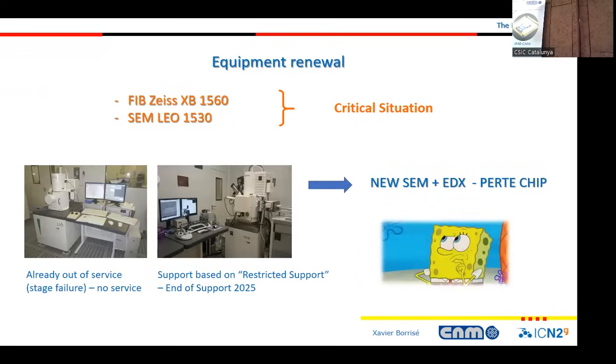Okay. Then for this new one, the idea is we want a system for characterization in the clean room, so it has to be CMOS and non-CMOS. And we will also add some EDX capabilities because we think that will be useful in the clean room also. But any other idea is welcome because this still has to be defined. Okay.